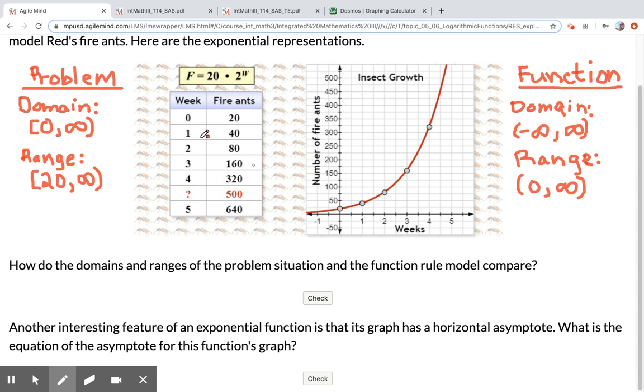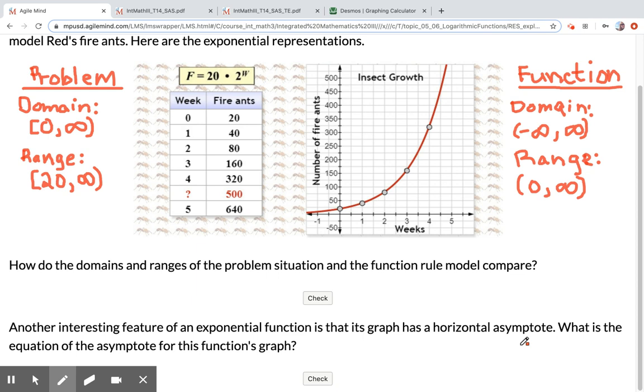So they're very similar, but because of the practicality issues, like I'm not going to have a negative domain. I don't have negative weeks. And of course, we started off with 20 fire ants. I'm not going to have 0 fire ants. I started off with 20 fire ants, so that's why it looks a little different here. So one last little note, question number 10. I hope that helped clarify a little bit.